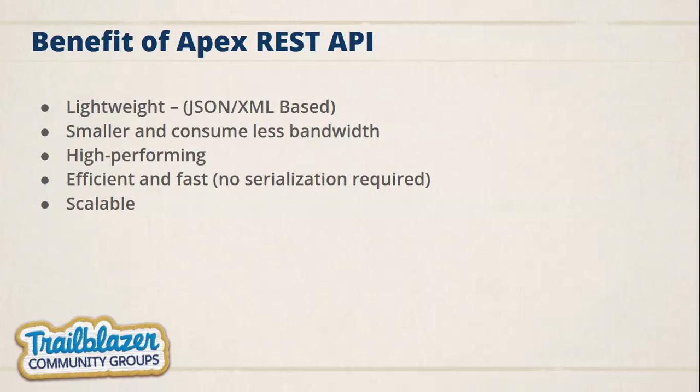Efficient and fast. Why is it efficient? Because normally if you go with the SOAP API, for every request they serialize and deserialize on the caller and the server. That concept is not required in a REST API. We are sending completely plain text format, so it's very efficient and very fast. Scalable: whatever works with REST API for a smaller client will also work for the enterprise application. There's no change; it behaves the same way in a smaller application or an enterprise application.